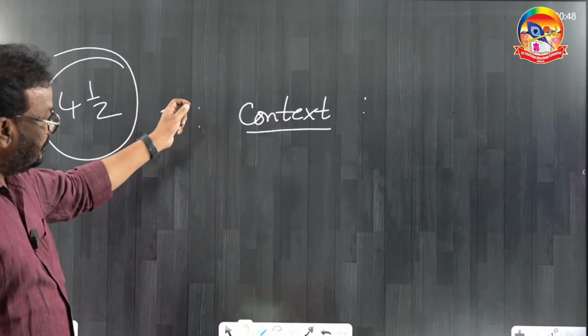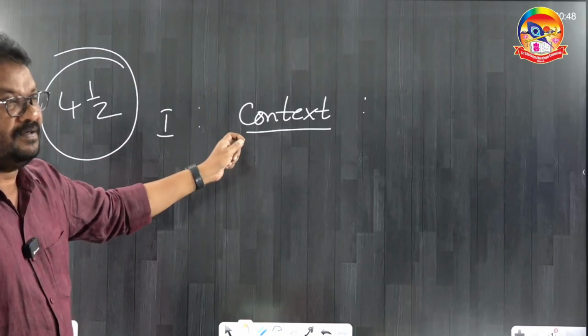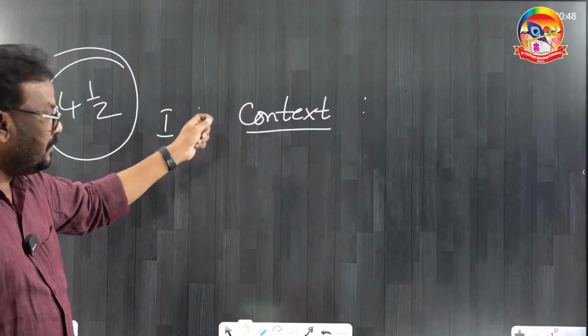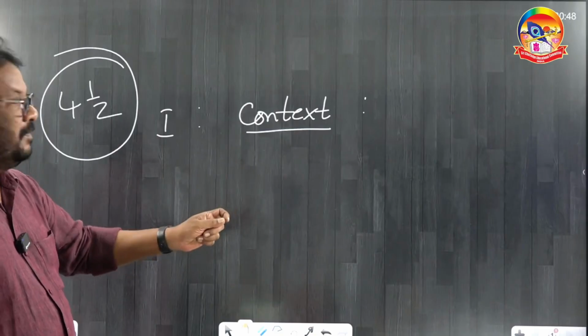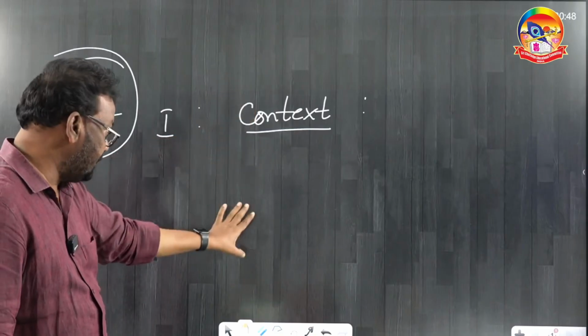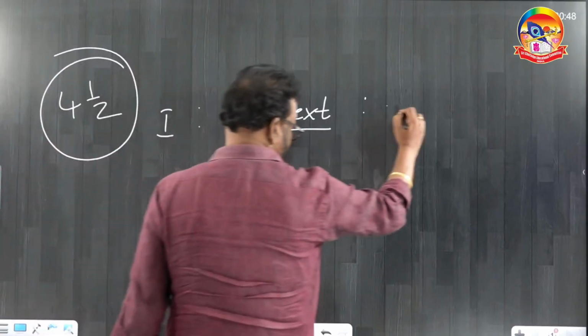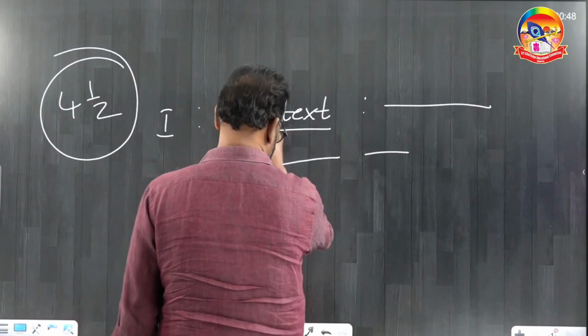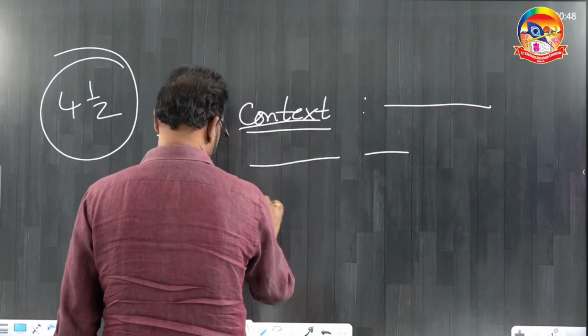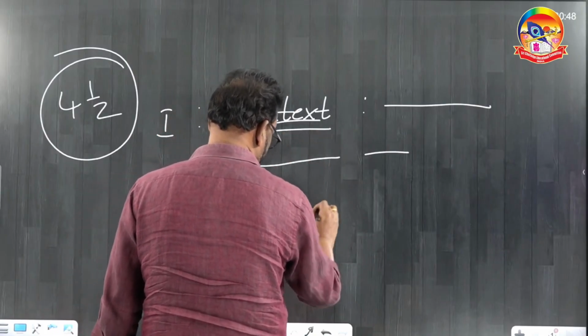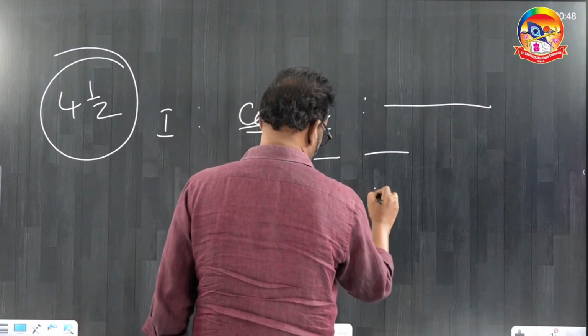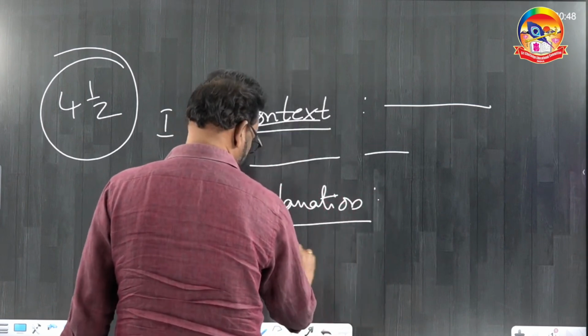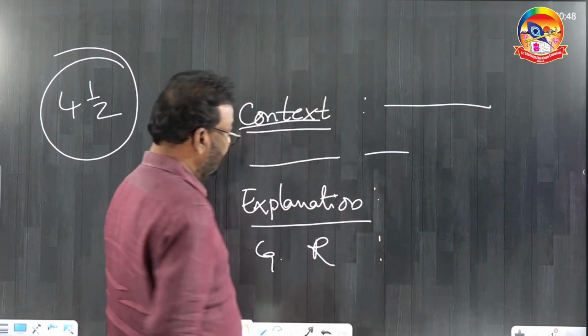write it in a special ink. If you use blue ink to write your entire exam, use black ink for these headings. And context, and here context must be stunning, and this heading. And next one, explanation, and next one, general relevance.